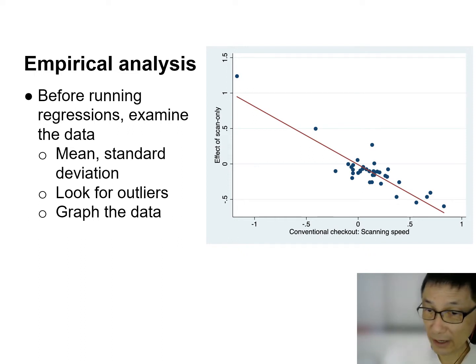You can also look for outliers just by studying the means and standard deviations. If you see an observation whose value of the outcome variable is say 4, 5, 6, 7 times standard deviations bigger than the mean, then you might think that's an outlier. That might be an observation that you want to drop from the analysis.